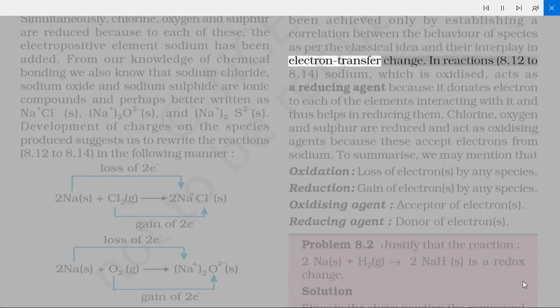in electron transfer change. In reactions 8.12 to 8.14, sodium, which is oxidized, acts as a reducing agent because it donates electrons to each of the elements interacting with it and thus helps in reducing them. Chlorine, oxygen and sulfur are reduced and act as oxidizing agents because these accept electrons from sodium.